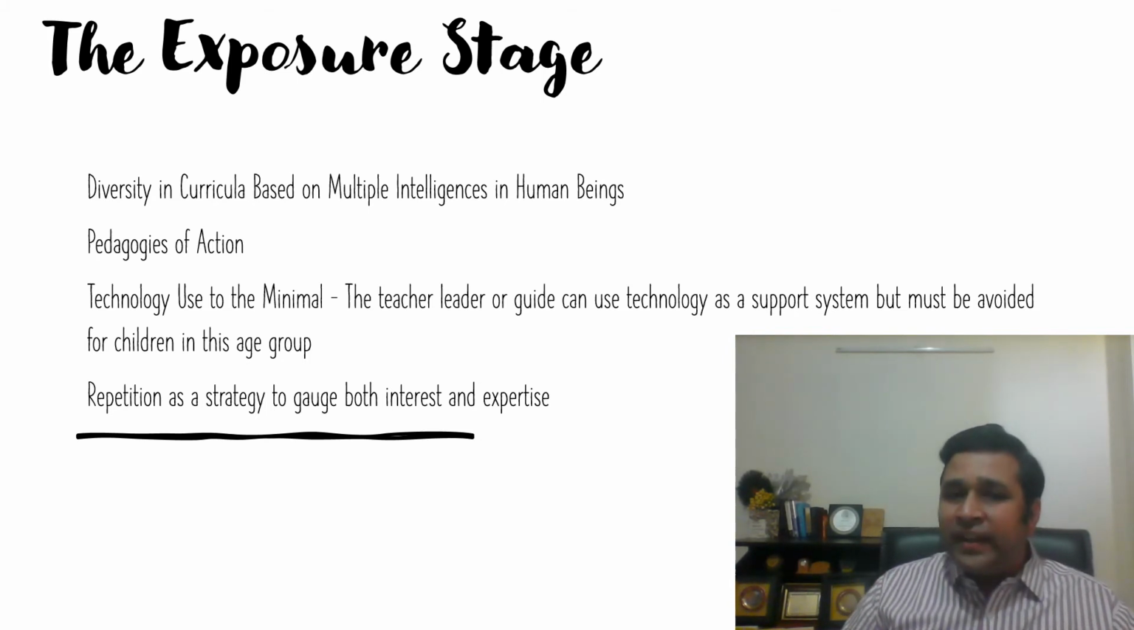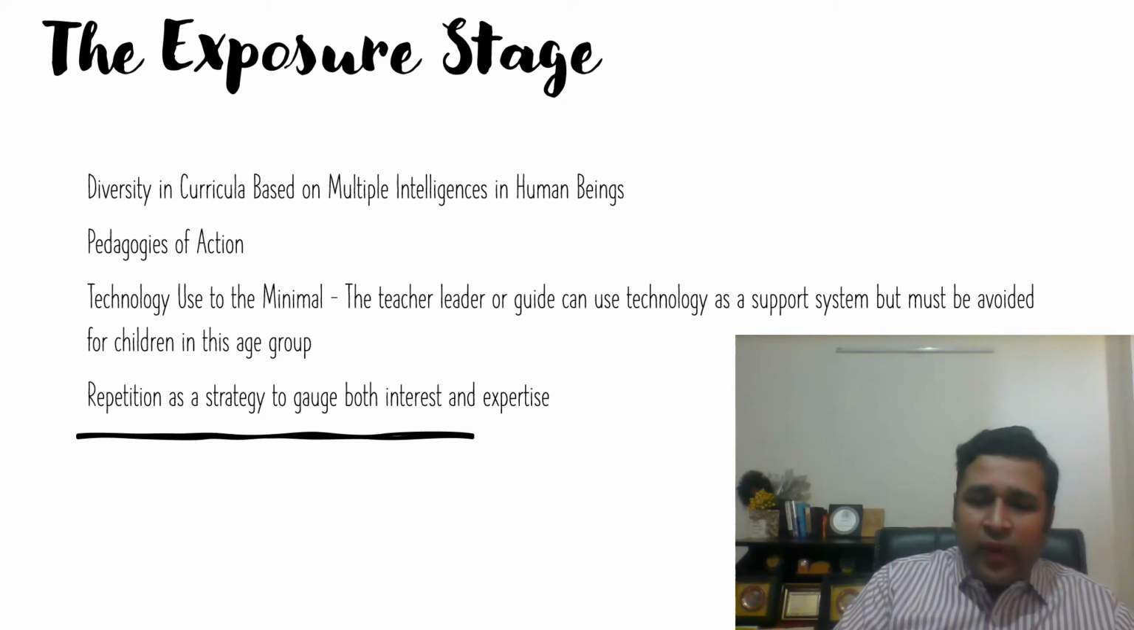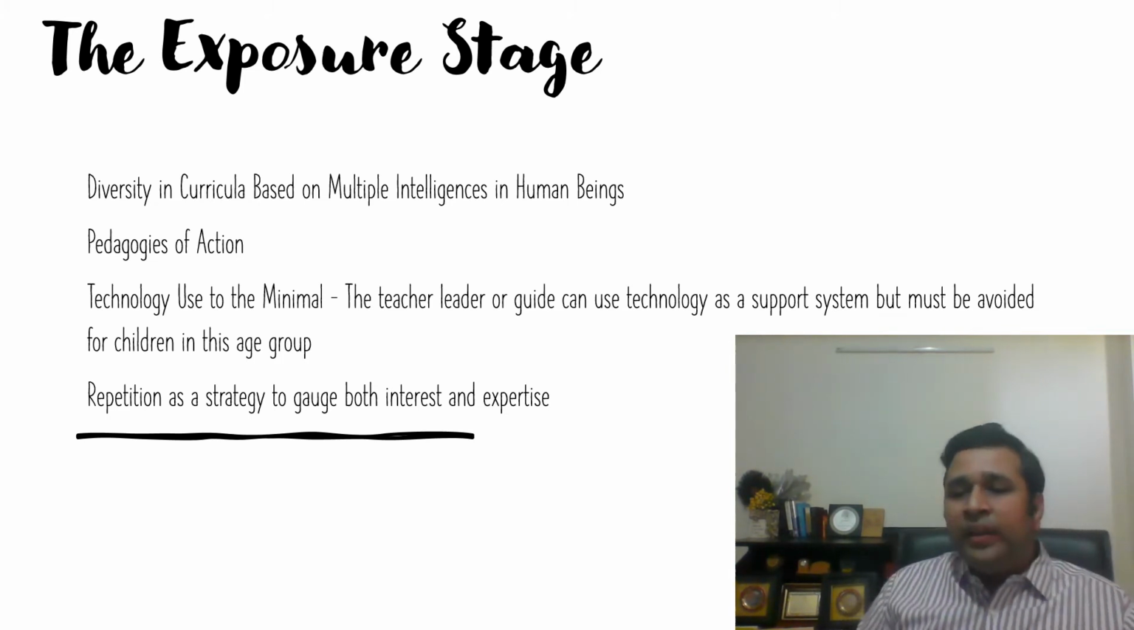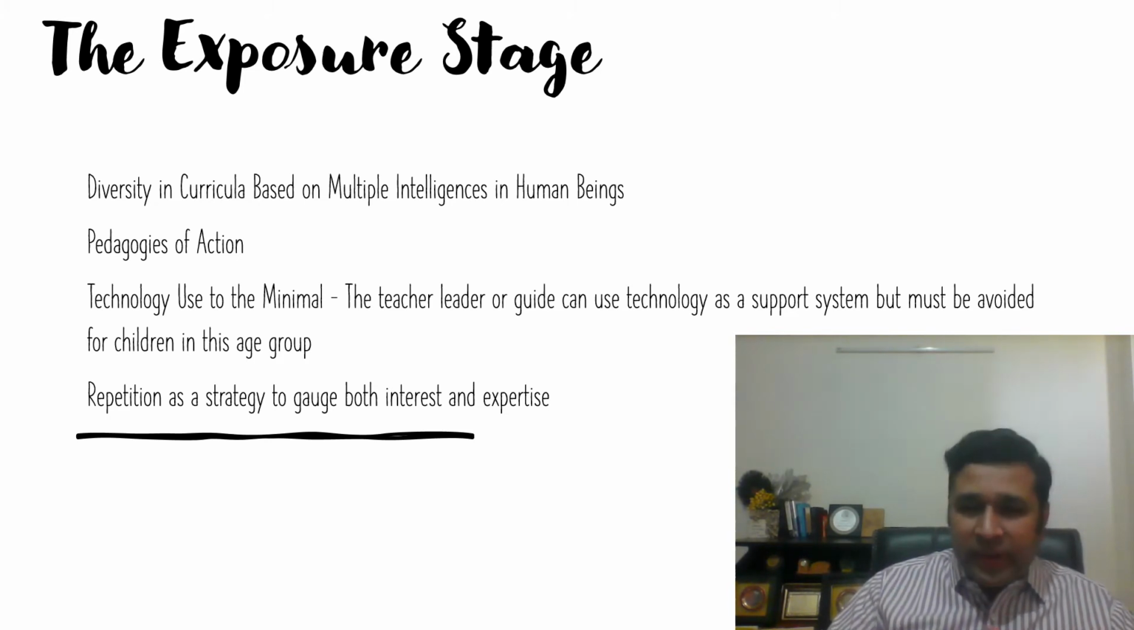And repetition as a strategy is also very important to gauge both interest and expertise. So you need to repeat things in the curriculum as and when needed. You need to plan a curriculum in which all the intelligences are there. In one column you put the intelligences, and in another column a timeline, maybe a weekly timeline or a monthly timeline, and then these intelligences need to get repeated over a period of time, and that repetition should happen through the course of these 5 years. And that is where the exposure part is happening.